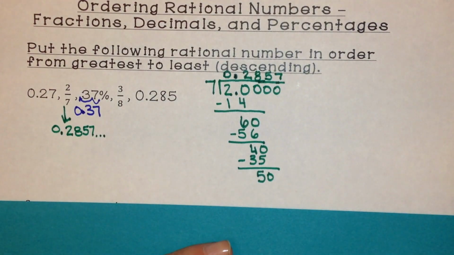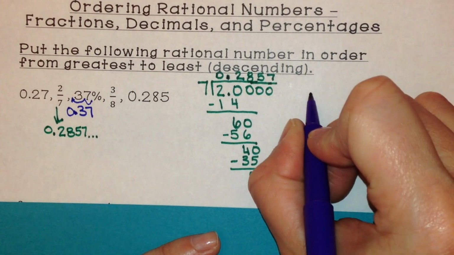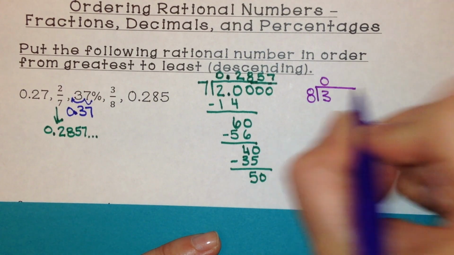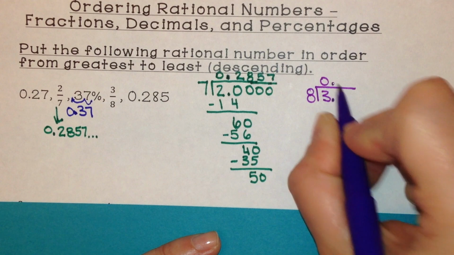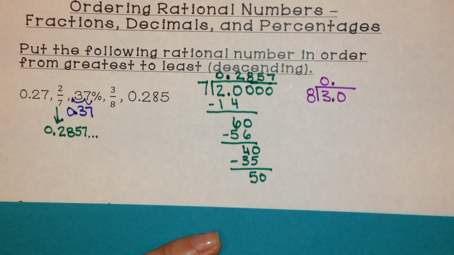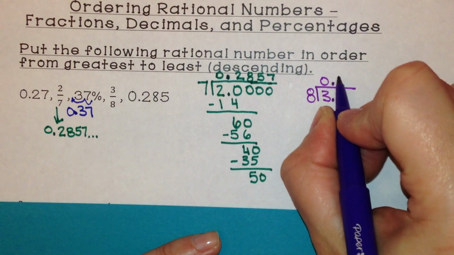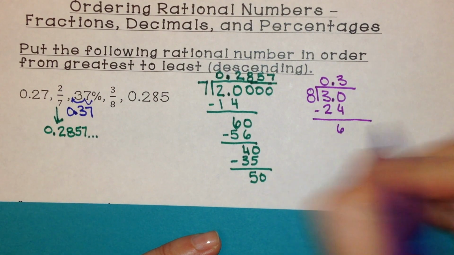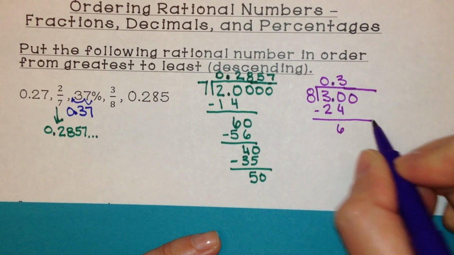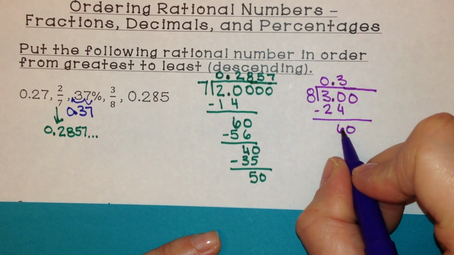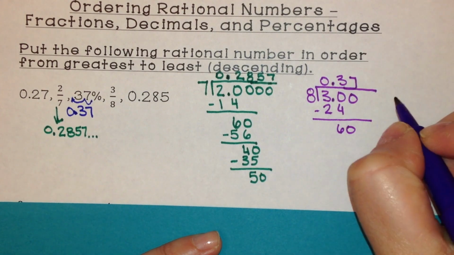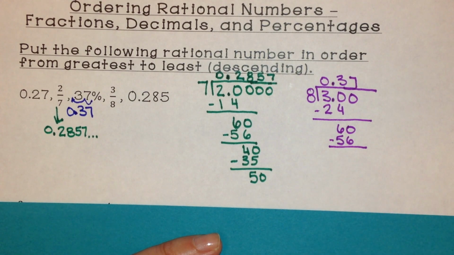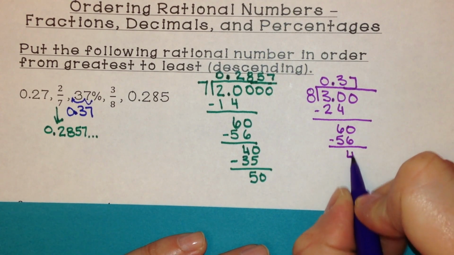All right, 3 divided by 8, 3/8. So I'm going to put the 8 on the outside. The 3 goes underneath. 8 can't go into 3, so I'm going to add a decimal point, bring it up to the top, and add a 0. 8 goes into 30, 3 times. 8 times 3 is 24, so I'm going to subtract. Leaves me with 6. Add another 0, bring it down. 8 goes into 60, 7 times. 8 times 7 is 56, so bring that down and subtract. 60 minus 56 leaves me with 4.